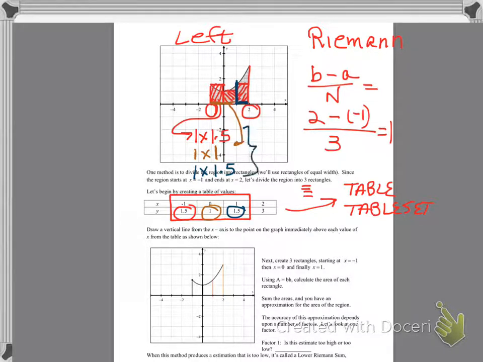So what is the sum? Well, that's 1.5 plus 1 plus 1.5, so that's 4. So 4 units is the sum of my rectangles when I draw them from the left. That's the left Riemann sum. It looks like I am probably going to underestimate, but I don't know for certain until I do my right Riemann sum. So let's do the right Riemann sum on the next page.